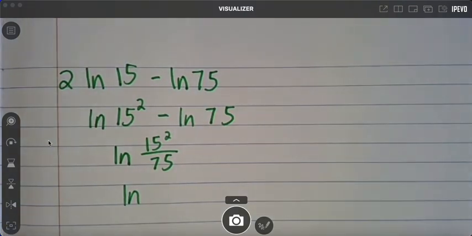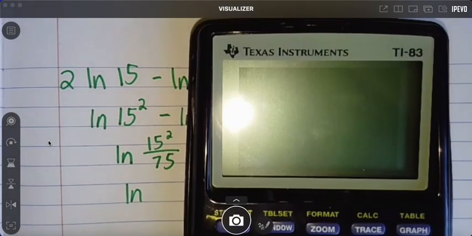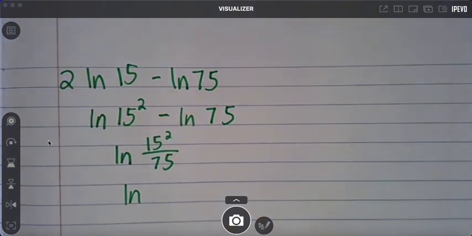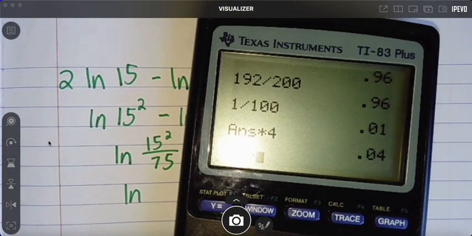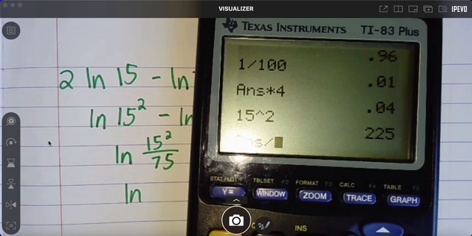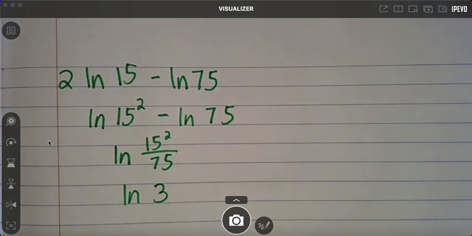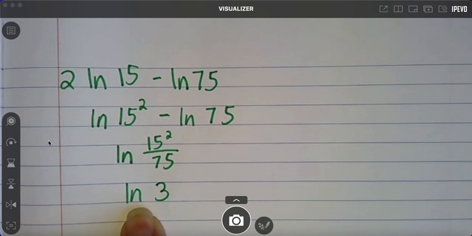Let's see, I got 3. So you would type in 15 squared, and then divided by 75, and it's 3. So it's the natural log of 3. But they don't want you to type the LN button. In the directions and on your worksheet, it says write this as a single logarithm. So they want it to say ln 3, natural log of 3.